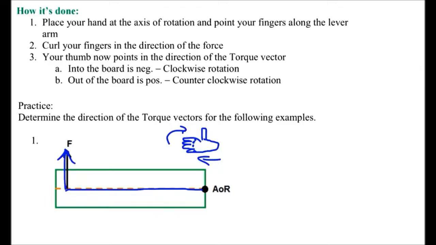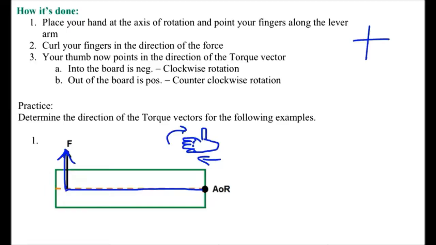So if I do this correctly, then my thumb is actually going to be pointing into the page or into the board. So my torque vector points into the board, and into the board is going to be a clockwise rotation. If this door were to spin around the axis of rotation, this force here would cause it to spin in a clockwise fashion. So clockwise means that the torque vector points into the board, and that is going to be considered a negative sign.